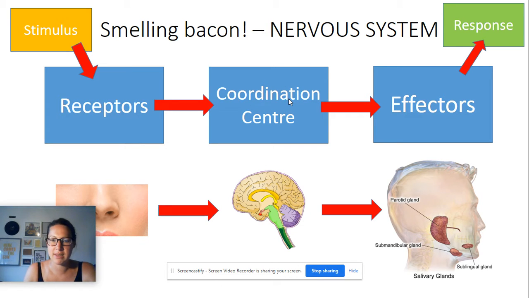And that would then send information to effectors. In this case, the effectors might be your salivary glands, telling your salivary glands to start producing saliva in preparation for digestion. And so the response would be the production of saliva. Now, effectors are always either a muscle or a gland, and you'll see that as we go through each of the different examples that you learn about in this topic. All of the effectors are either a muscle or a gland. So that is a response coordinated by the nervous system.